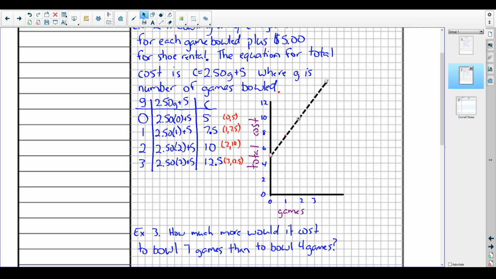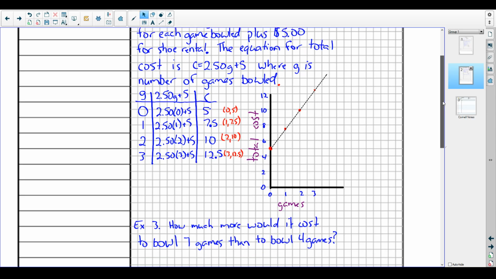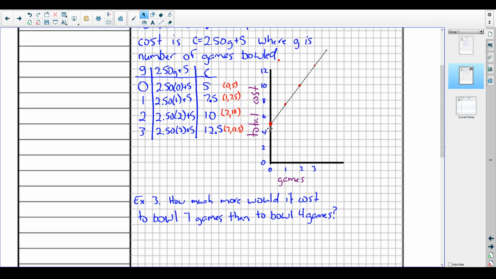fill it in. Okay. And then later on, when you get older, you'll learn why it's a dashed line instead of a solid line. Not a big deal right now, we just need to see that. It's definitely all going in a row, definitely makes a straight line.